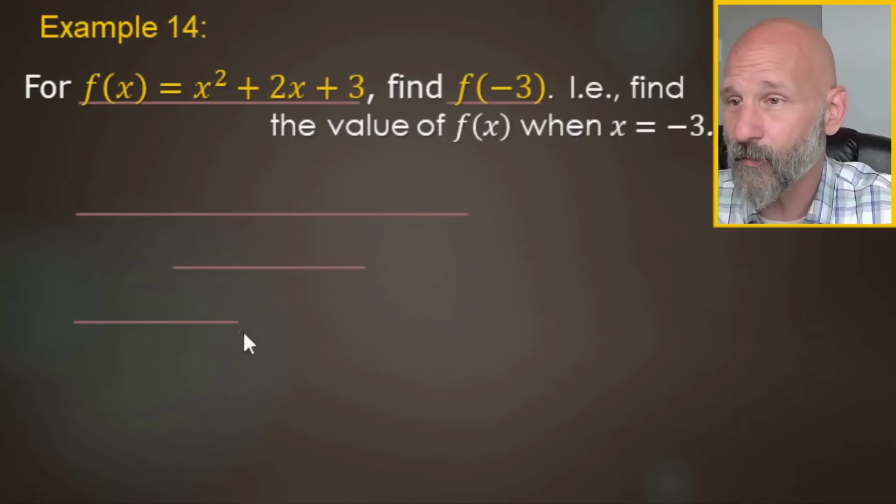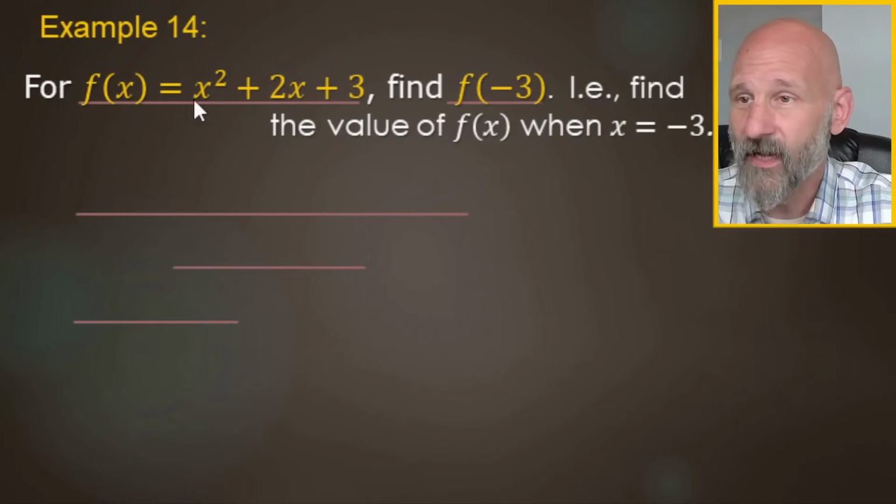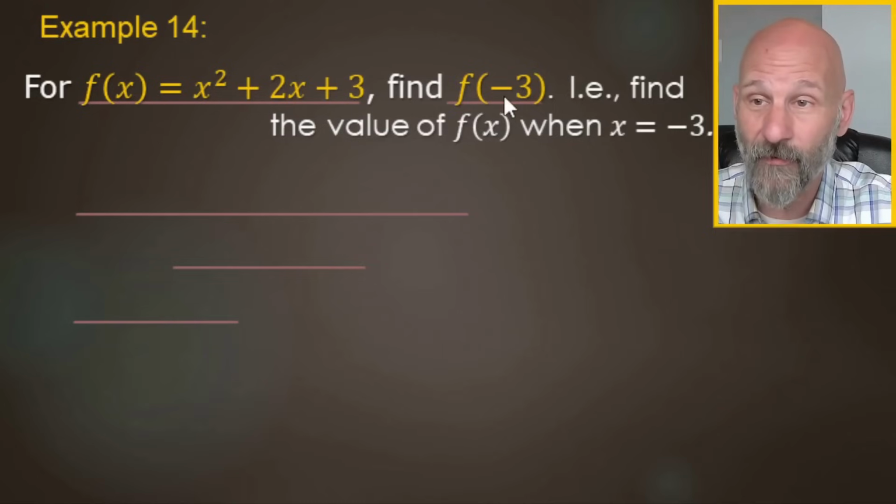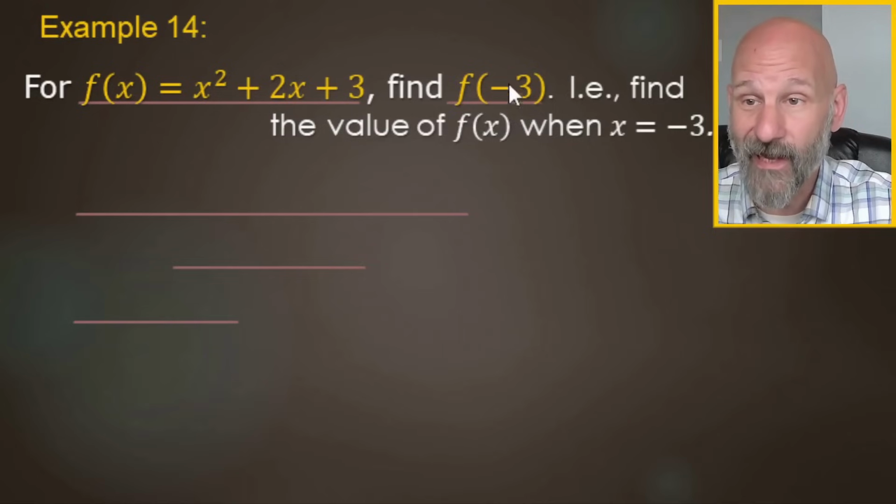Now we're going to evaluate f of x equals x squared plus 2x plus 3. We're going to find f of negative 3. In other words, we're going to replace the x's in f of x. We're replacing the x's with negative 3's.